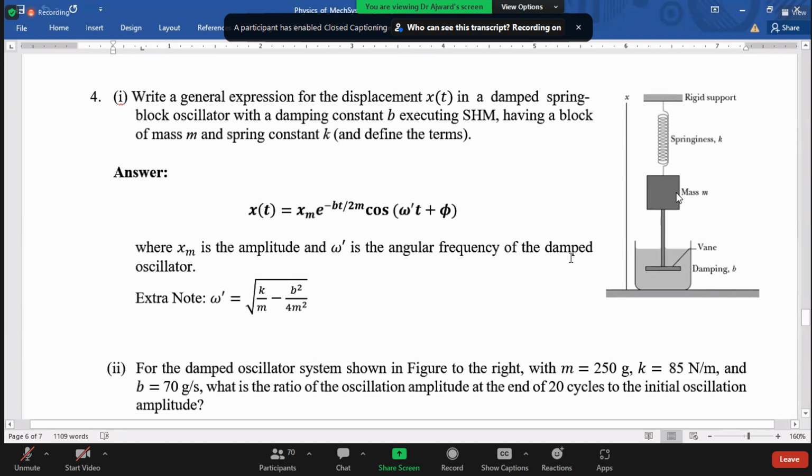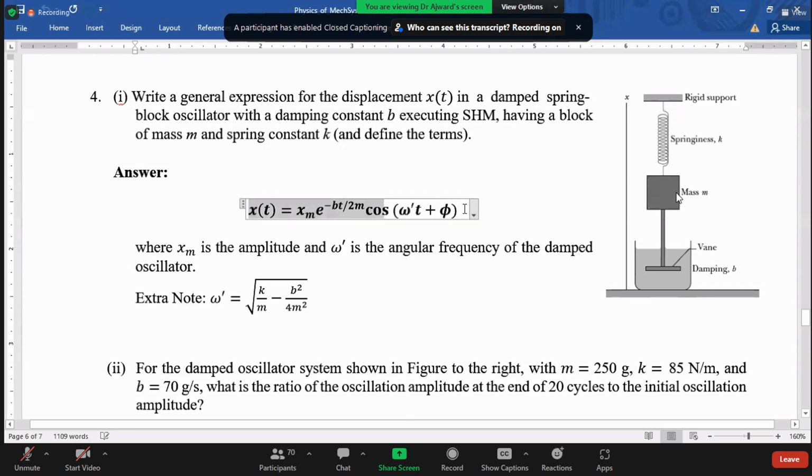And problem number 4 of tutorial 8, part 1. It says write a general expression for the displacement x(t) in a damped spring block oscillator with a damping constant b. So the damping constant is b. Remember, we did damped harmonic oscillations, so this is related to those lectures.